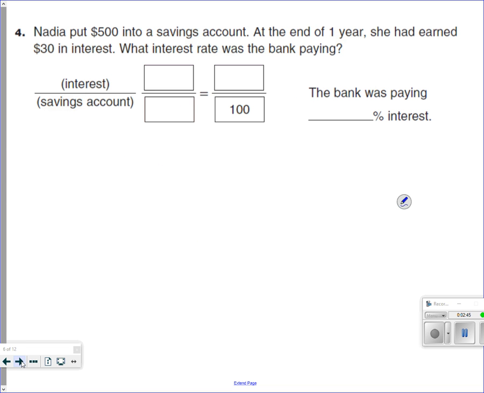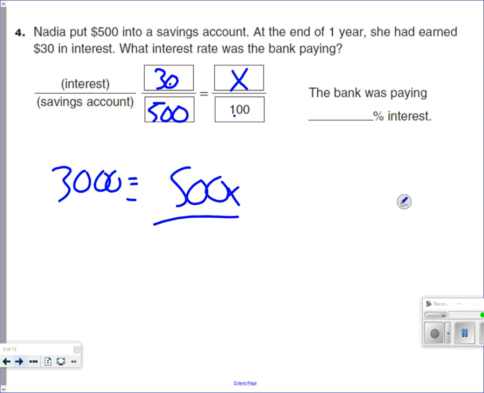Moving on. Nadia put $500 into a savings account. At the end of the year, she had earned $30 in interest. What is the interest rate that the bank was paying? Let's take a look here. I'm going to take the $30 to the 500, okay? And I'm going to put x over 100. Let's figure this out. So I'm doing 500 times x. I'm at 500x. 100 times 30, so I'm at 3,000. Divide this by 500, and divide this by 500. 3,000 divided by 500 gives me 6, which is 6%.